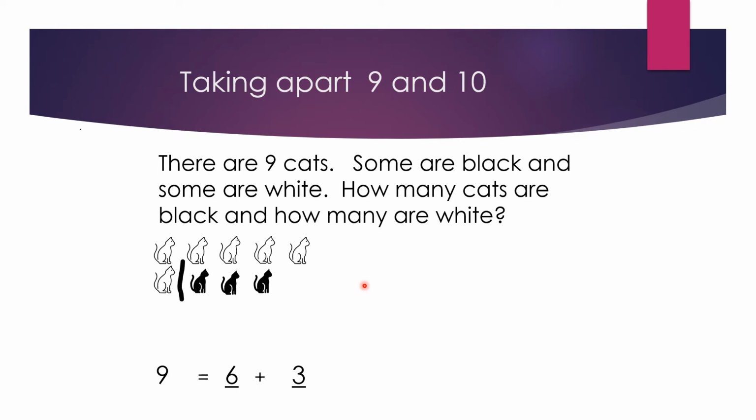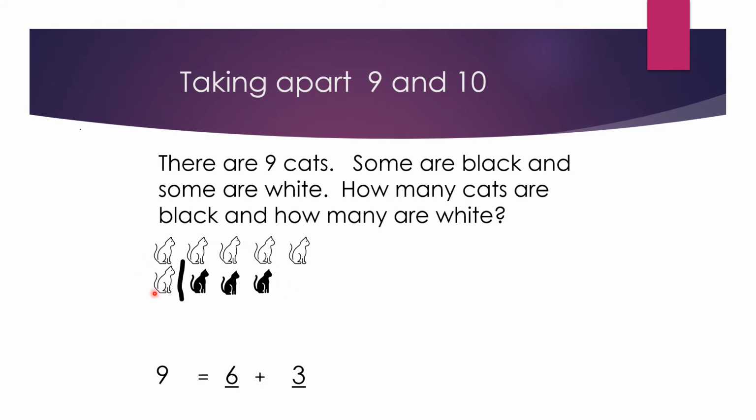Now, our story also said some are black and some are white. So we know that some cats are white and some cats are black. There's not a number to represent what some means in our story. So we need our magic line to make parts. We drew a line down the middle to show 6 white cats and 3 black cats on the other side.